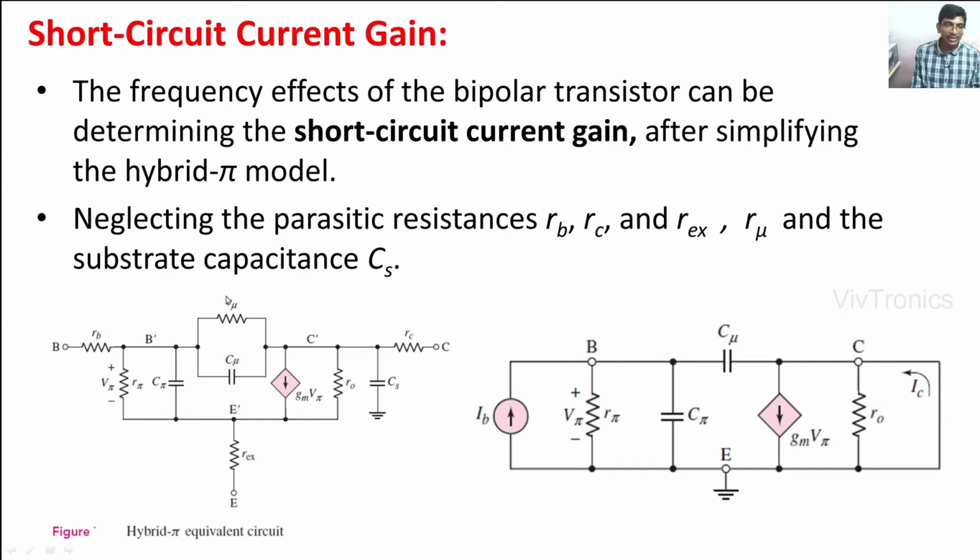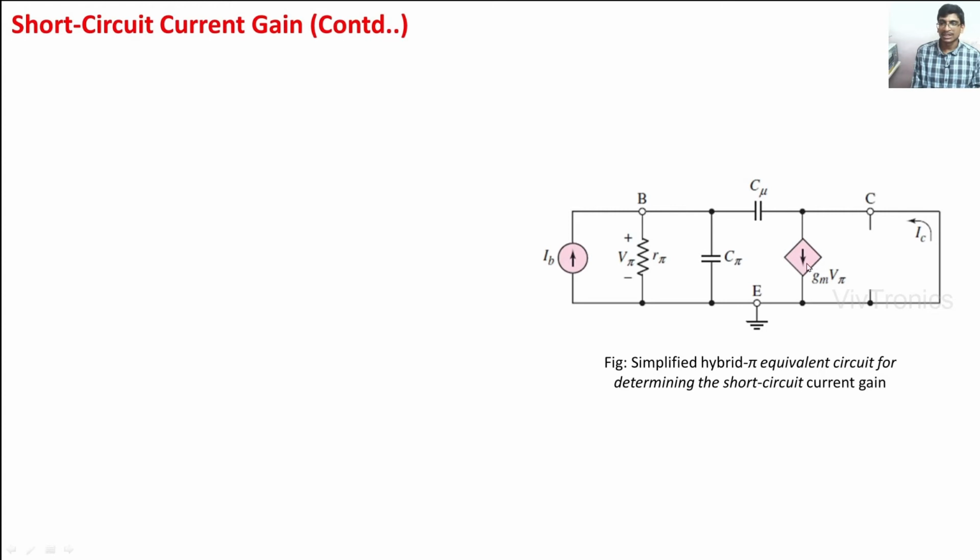We are also going to neglect the R mu resistance because it offers very high resistance. That is also eliminated from this simplified circuit. As we have short circuited the output terminal, the resistance in parallel with this short circuit can be neglected. Therefore, we can neglect the small R0 from the equivalent circuit. This is the simplified equivalent circuit used to get the short circuit current gain of our CE amplifier.